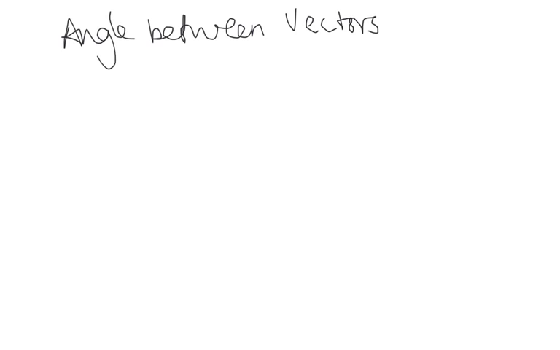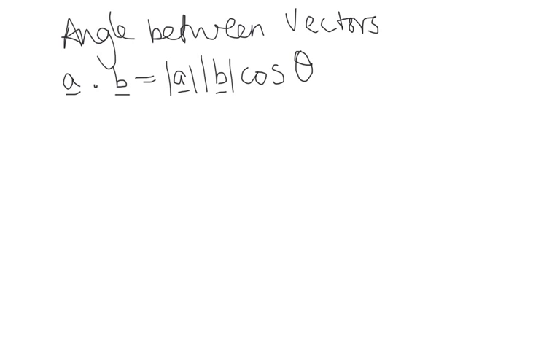The angle between vectors. We can use the scalar product to work out the angle between vectors. A dot B equals magnitude of A, magnitude of B cos theta. So if you use this formula, just arrange it for cos theta.